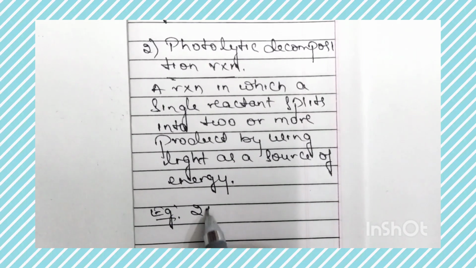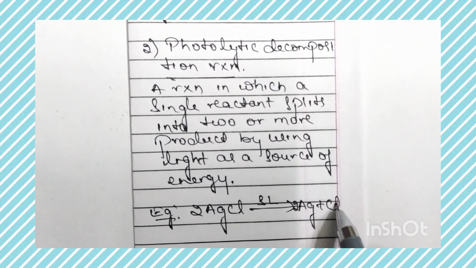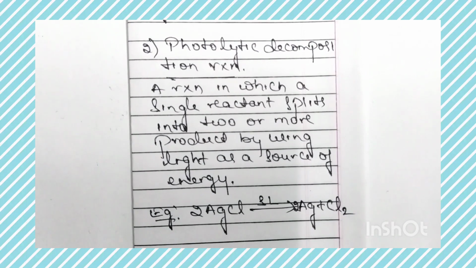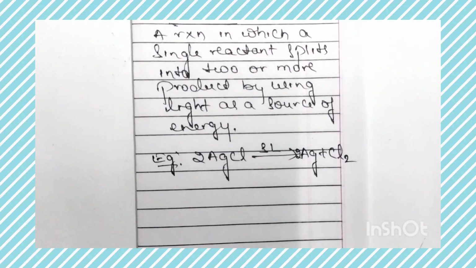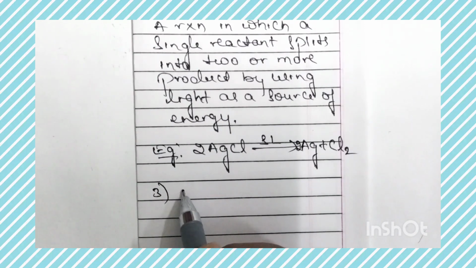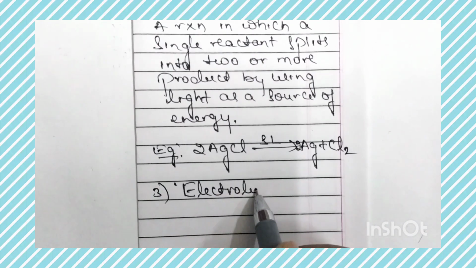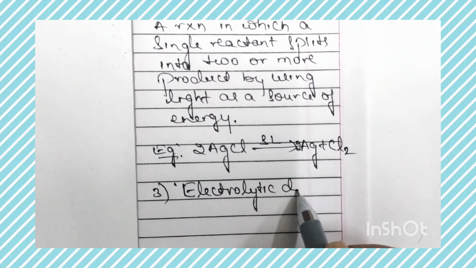So the balanced equation: when silver chloride is exposed to sunlight, it decomposes to 2Ag, silver, and chlorine gas. So silver chloride decomposes to silver and chlorine gas. This is the second type of decomposition reaction, and the third type of decomposition is called electrolytic decomposition reaction.